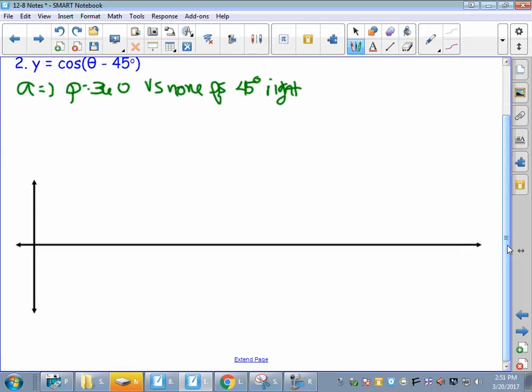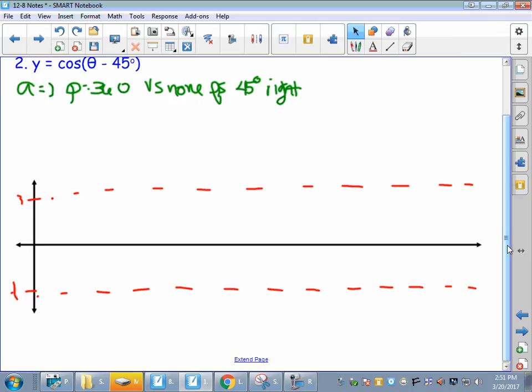So the first thing we're going to do is bring in our, actually we don't even have to bring in the midline because it's the x-axis. So my x-axis serves as the midline. My amplitude is 1, so I'm going to go up to 1 and down to -1. Break my max and my min values. Bring in the period of 360, 180, 90, and 270. This is the cosine function.